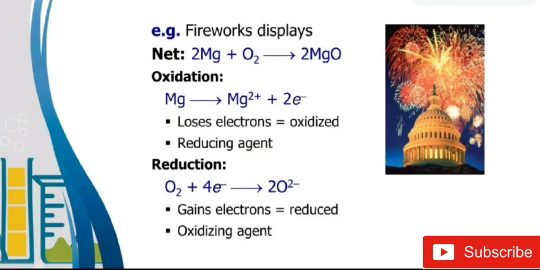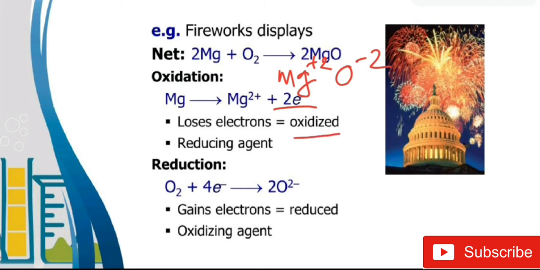Do you know what is present in fireworks? Fireworks mostly contain magnesium. Magnesium atom, when oxidized, forms magnesium oxide. How do we write magnesium oxide? It consists of Mg plus 2 ion and O minus 2 ion. In the oxidation, magnesium forms the Mg plus 2 ion plus 2e. This is the loss of electrons, so the process is oxidation.